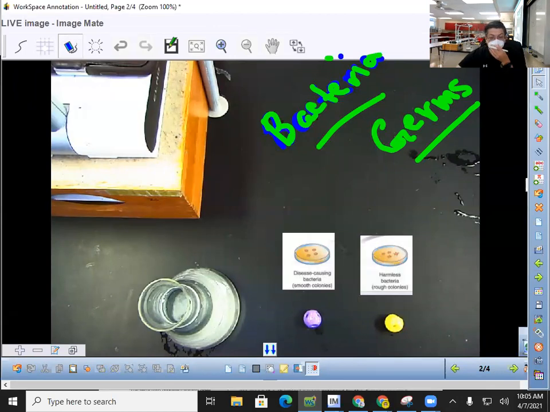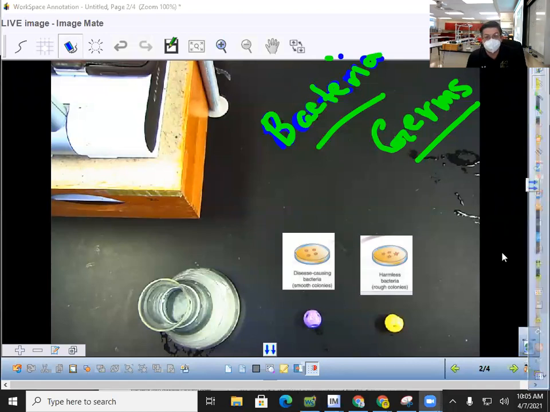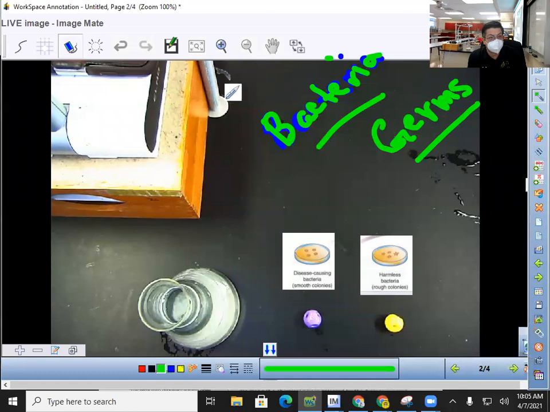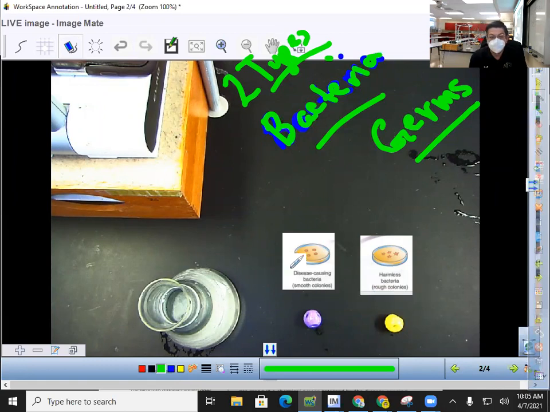Now, here's what you need to do. There's 2 types of germs, just like Keith said. Very good. So there's 2 types, the smooth and the rough. Now you need to know, what do these germs do to the mice? What do the smooth bacteria do to the mice?